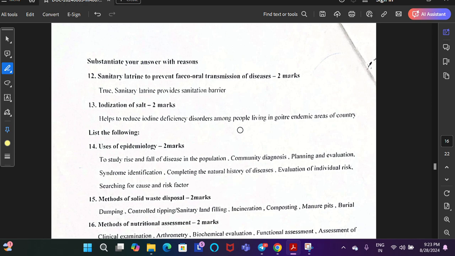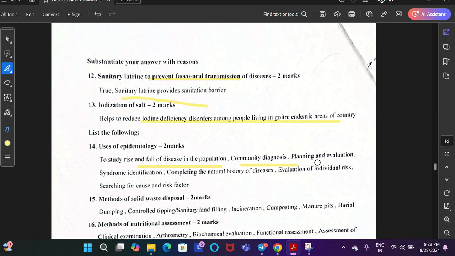Then substantiate your answer with reasons. Sanitary latrine prevents fecal-oral transmission of diseases. Yes, it is true because a sanitary latrine provides a sanitation barrier. Iodization of salt helps to reduce iodine deficiency disorders among people living in goiter endemic areas of the country. List the following: uses of epidemiology to study the rise and fall of disease in the population.